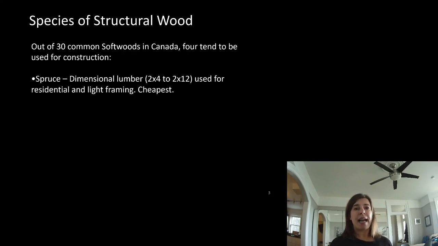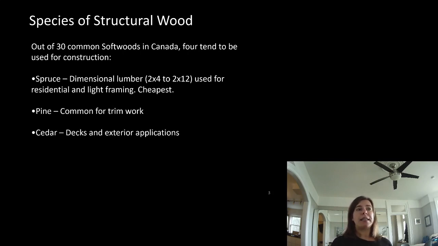We're going to see in a second that it gets categorized with a few other types of materials, because across Canada there's slightly different accessibility for different materials, but mostly our 2x material is spruce. Pine we use more for trim work. Cedar is really good for decks.